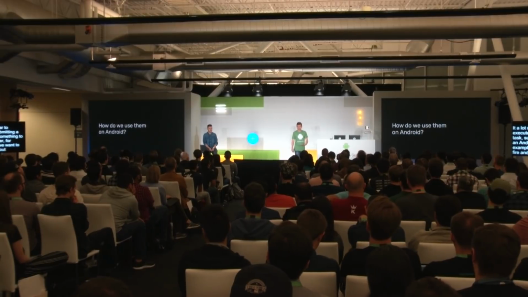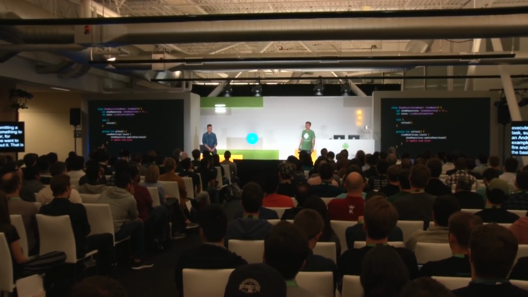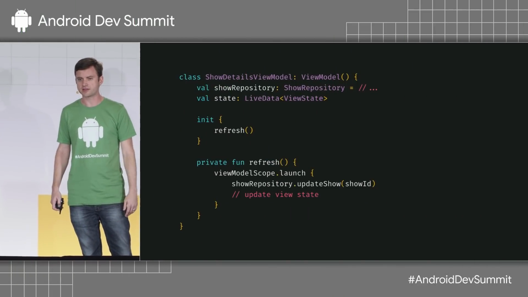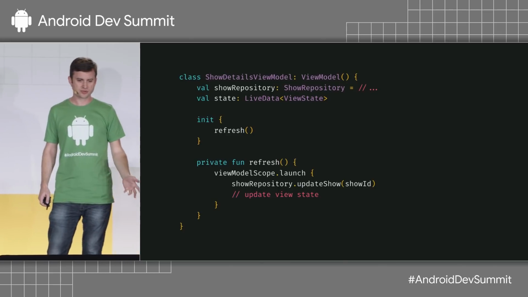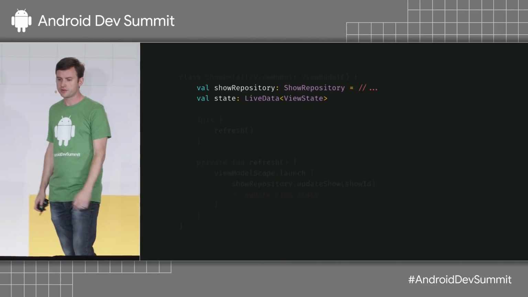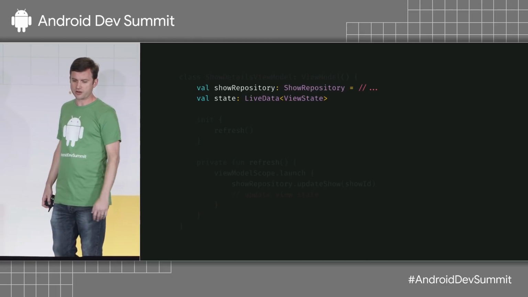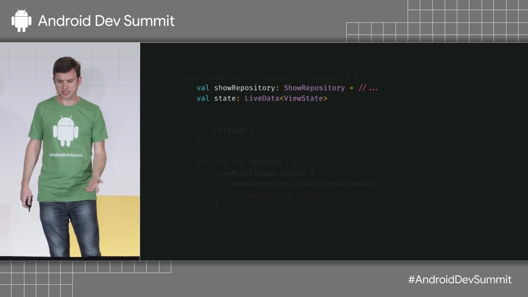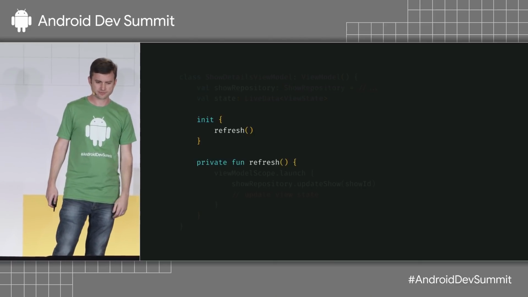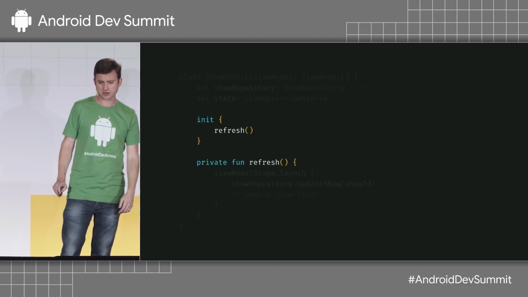How do you run them on Android, though? In this case, you might have an Arch Components view model. And wouldn't it be nice if we had an easy way to put all this stuff together automatically? We needed to be able to open a scope. So where do you get one of those things to begin with that you can launch things into? Well, in this case, our view model has a show repository, which is our data layer. And we have a view state that the view or activity or fragment can observe. We can refresh on construction.